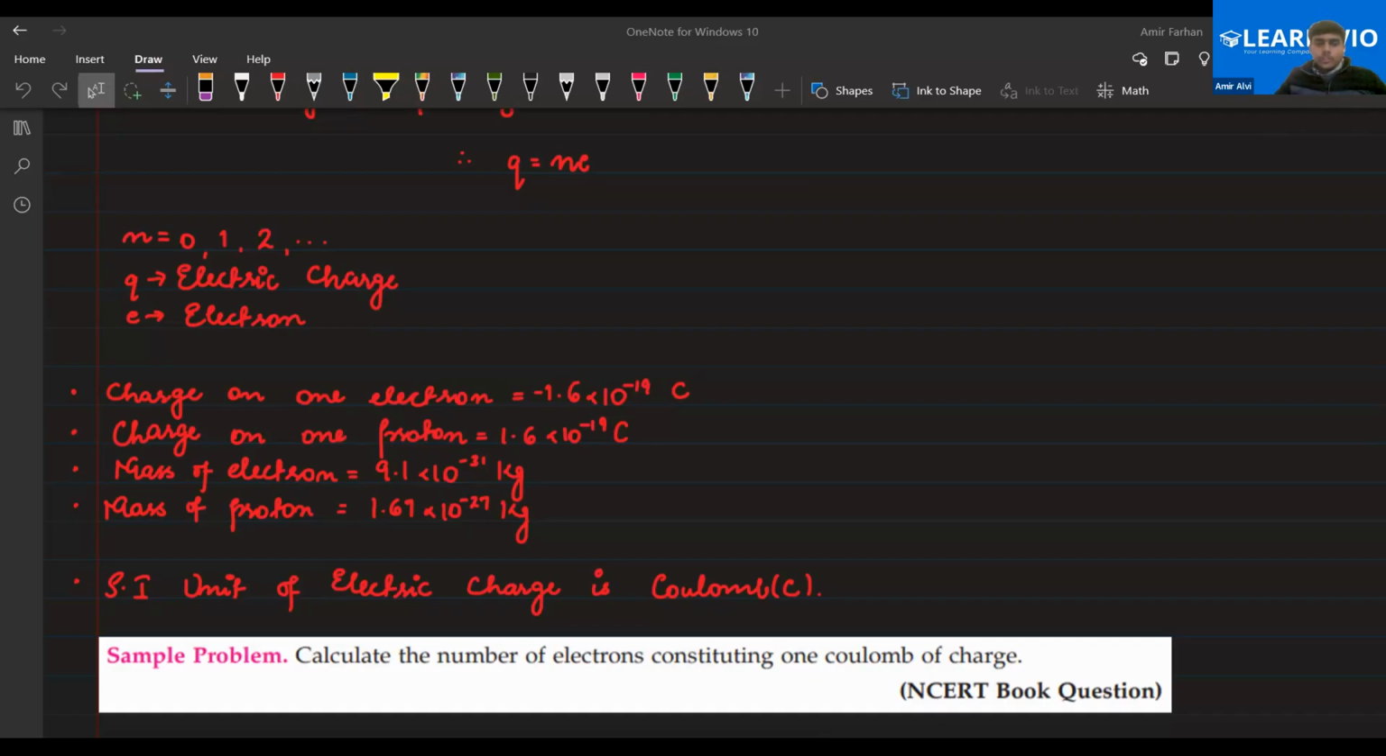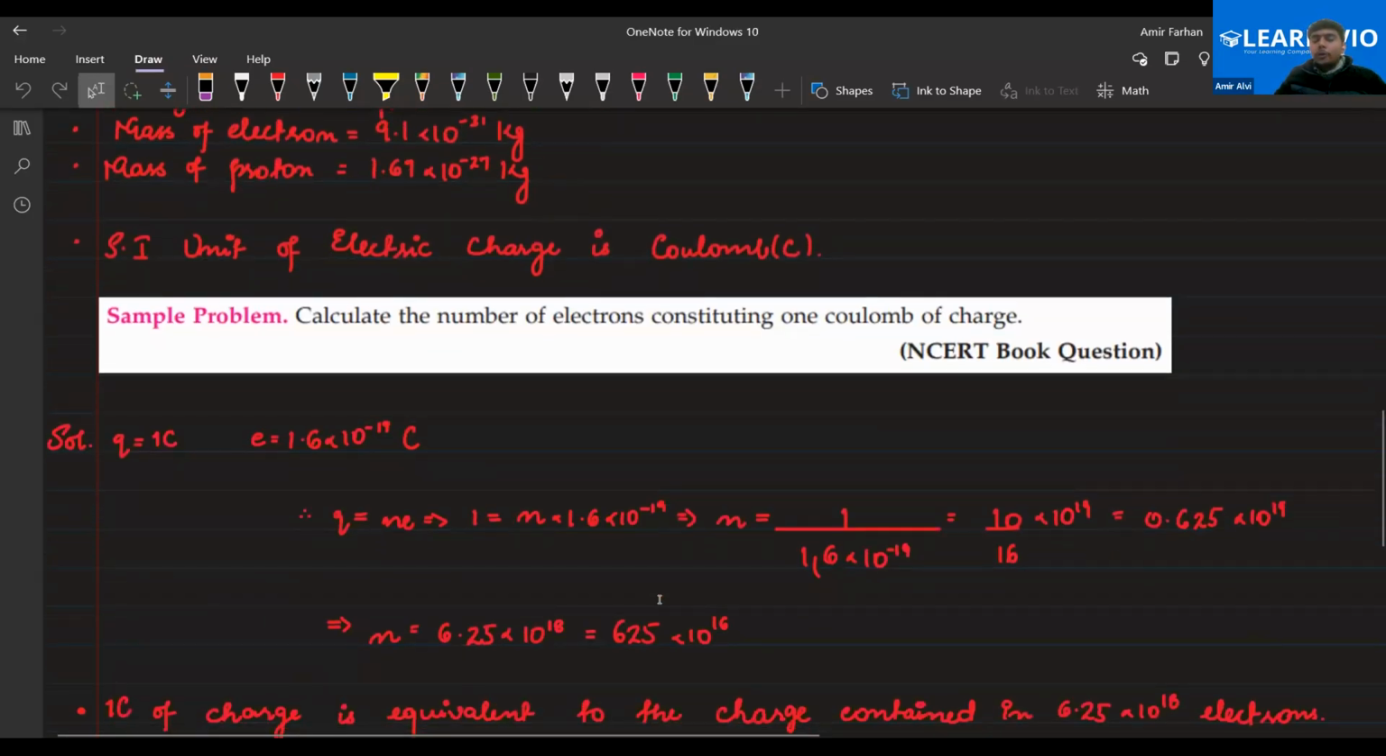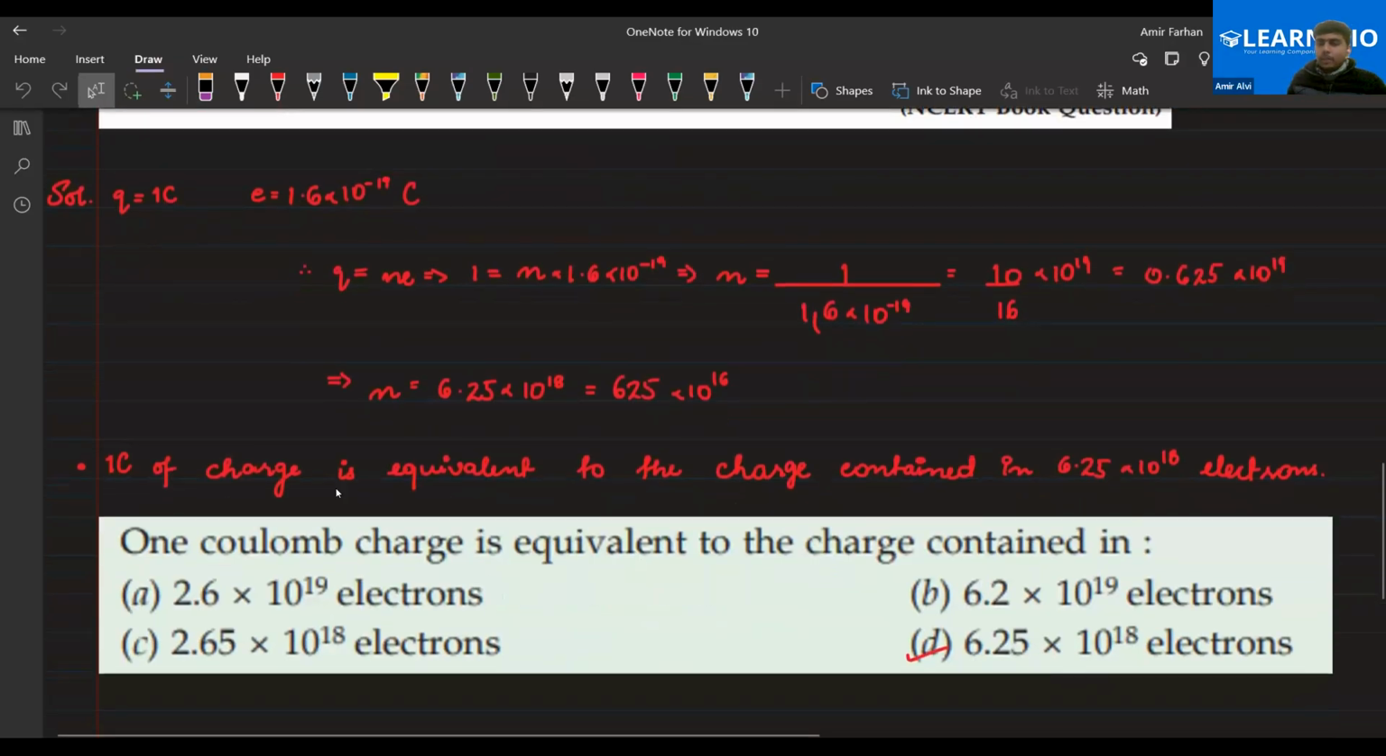No answer from anyone. Okay, look, the value would be 6.25 into 10 to the power 18 electrons. So the number of electrons in 1 coulomb of charge would be 6.25 into 10 to the power 18. Is that clear? Yes. Okay, so this is your basic thing, and 1 coulomb of charge is equal to this number of electrons. This is the explanation.